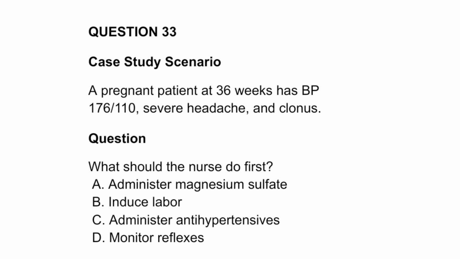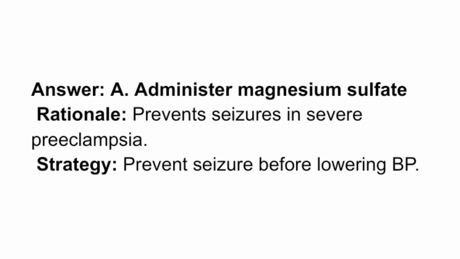A. Administer magnesium sulfate. B. Induce labor. C. Administer antihypertensives. D. Monitor reflexes. Answer: A. Administer magnesium sulfate. Rationale: prevents seizures in severe preeclampsia. Strategy: prevent seizure before lowering BP.